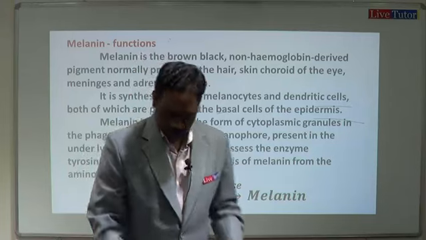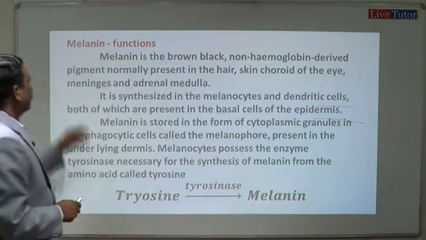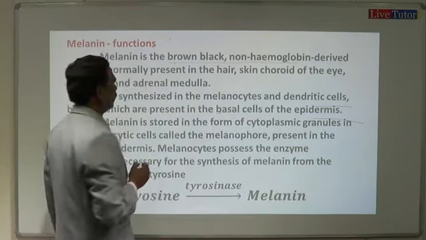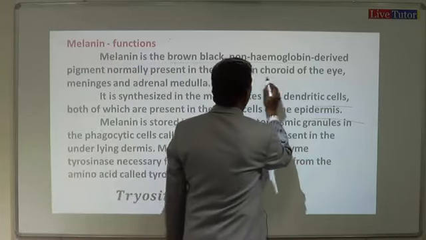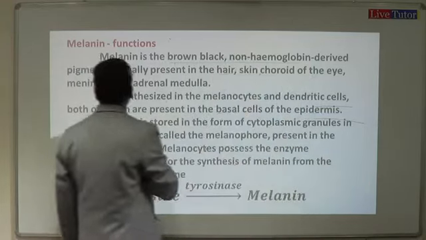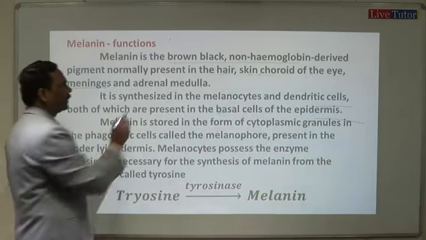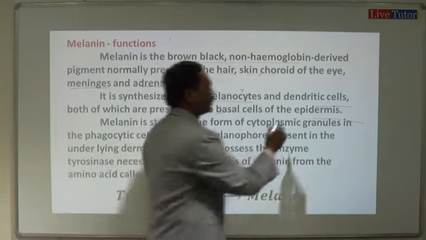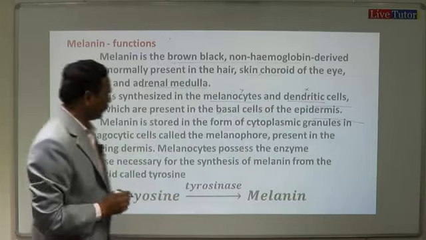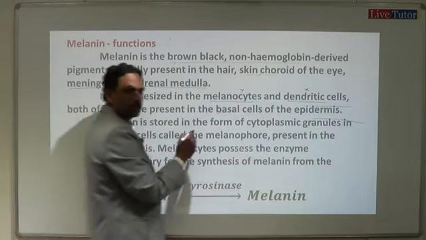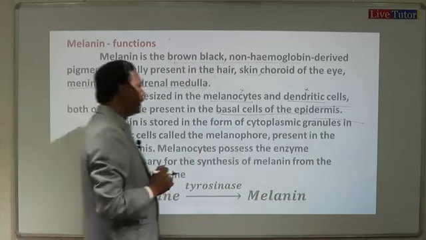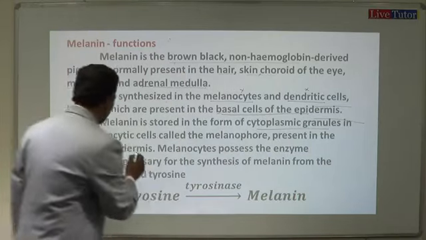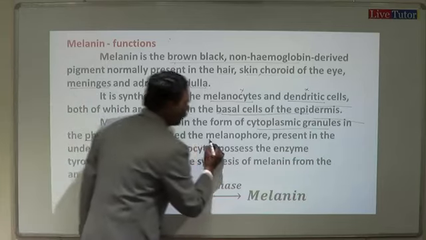Now we can see the slide for some points. Here, melanin function. Melanin is a brown-black, non-hemoglobin-derived pigment present in the hair, skin, choroid of the eye, meninges, and adrenal medulla. Meninges means the 3 membranes covering the brain. It is synthesized by the melanocyte cell, and is present in the basal cells of the basement layer. Melanin is stored in cytoplasmic granules in which cell? The phagocytic cell, called the melanophore.